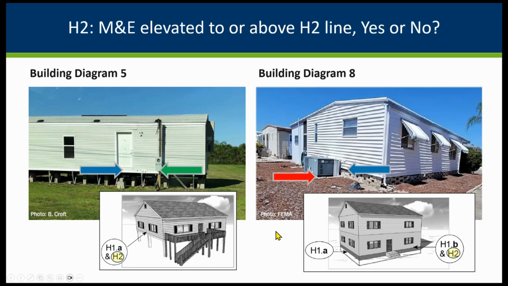But the house on the right, that looks like we've got some problems. That's building diagram 8. That's a building elevated on a crawl space. You can see by the foundation diagram, the H1A is the top of the crawl space floor. Your H1B is your next higher floor, which is really where your main entryway is, your main floor. That's where the machinery and equipment needs to be elevated. And you can see they're off by 1.5 feet there.